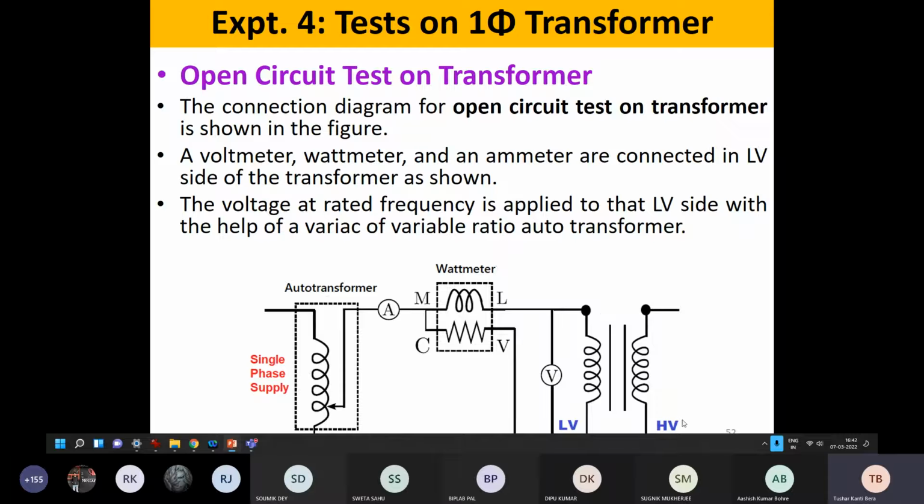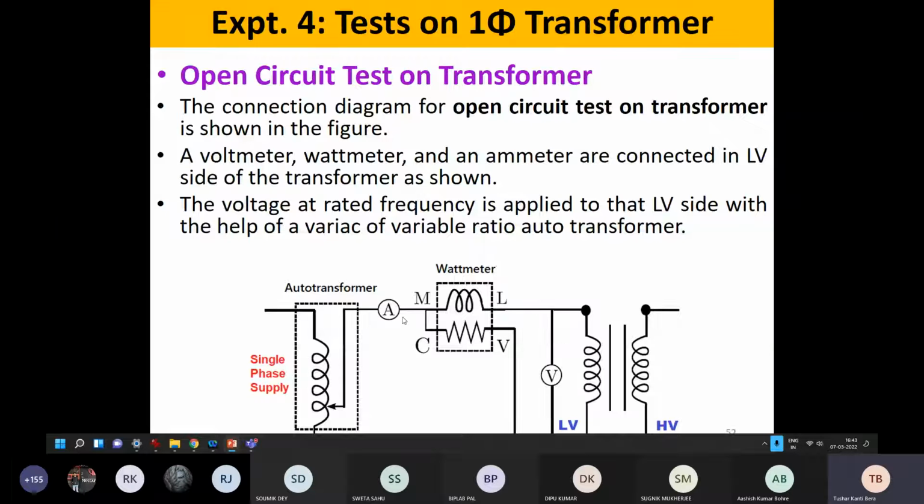Here you can see that HV and LV, though the number of turns are drawn with similar winding numbers, still we will consider this the high voltage winding. Now what will happen if we give some power here? There may be more or less power, so we will control that with the help of the autotransformer. We will start from 0 and increase the voltage till the rated voltage of that winding. As this is the low voltage winding, and the transformer is 55 by 230, definitely we will go up to 55 volt only.